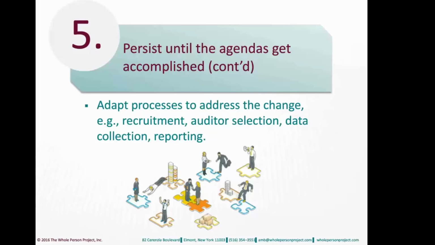So we've covered the 5 steps in the organizational change model, starting with a vision, and translating into agendas, communicating, having a problem-solving attitude, a forgiving yet problem-solving attitude, and persisting.